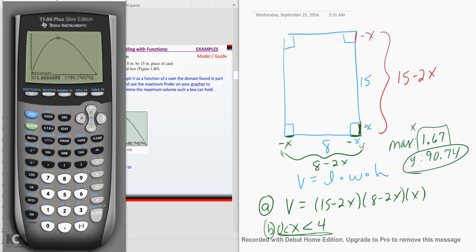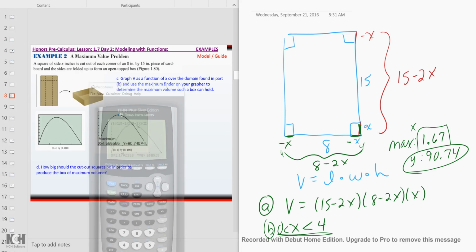If you take anything less than 1.6, oh, I'm off the grid, sorry. If I go anything less than 1.6, see how my volume's getting less and less right here? If I follow the curve, the highest I get is 90.74, and then it starts going back down again after 1.67. Okay? Hopefully that makes sense.